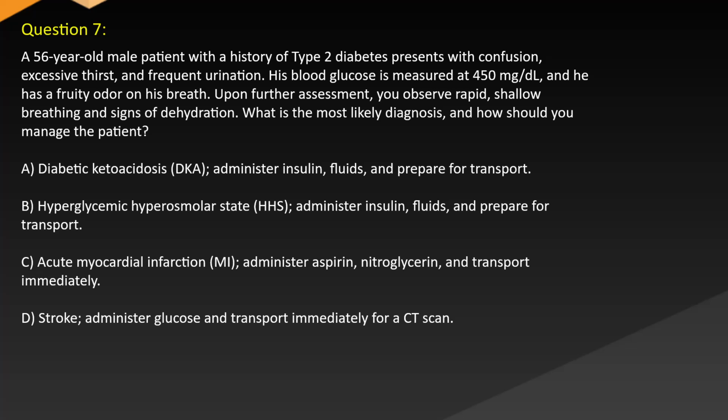A. Diabetic ketoacidosis, DKA. Administer insulin, fluids, and prepare for transport. B. Hyperosmolar hyperglycemic state. Administer insulin, fluids, and prepare for transport. C. Acute myocardial infarction. Administer aspirin, nitroglycerin, and transport immediately. D. Stroke. Administer glucose and transport immediately for evaluation.